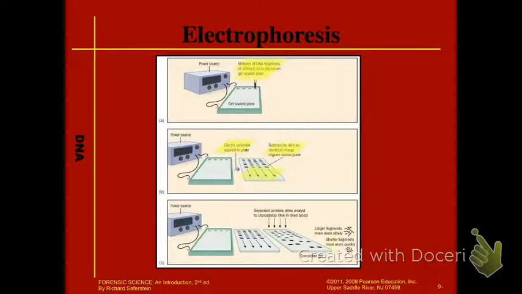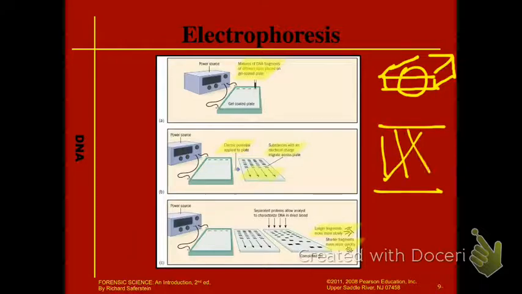Smaller fragments move more quickly and they move farther. Longer fragments move more slowly. If you zoomed in on a gel at the microscopic level, if we took a cross section of the gel like this, and zoomed in on it right here, it's like spider webs. It's like a big network of connections. The smaller fragments can move through this web more easily than the larger fragments.